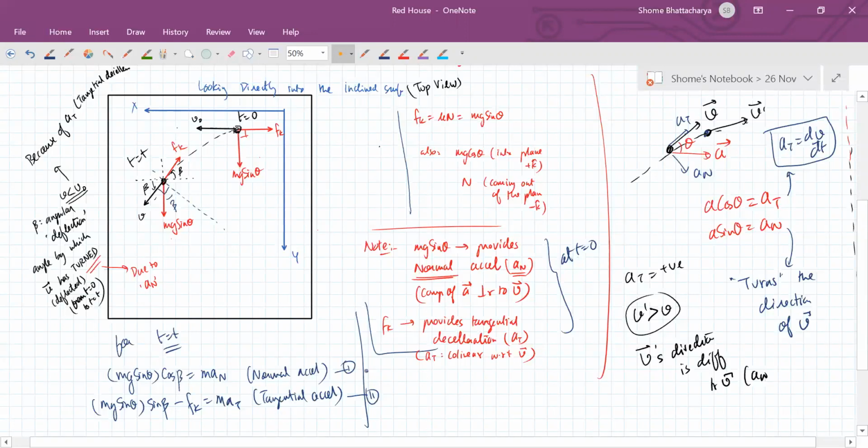So what this is doing, the normal acceleration, it makes the velocity keep turning in direction. It keeps deflecting. But what the tangential acceleration does, it makes the body slow down, because here this tangential acceleration will be negative because friction will be more than this. Okay, so this a_t will come out to be a negative quantity. Because of that the object keeps slowing down.